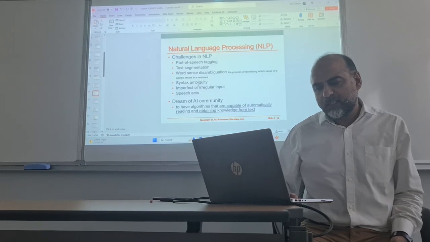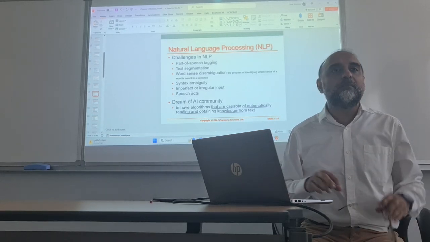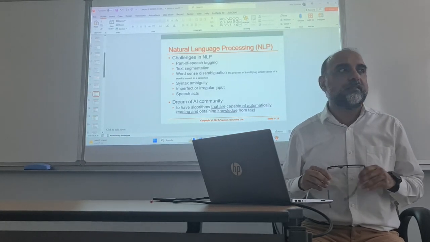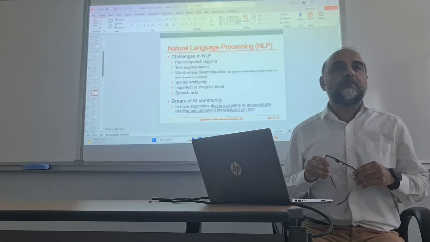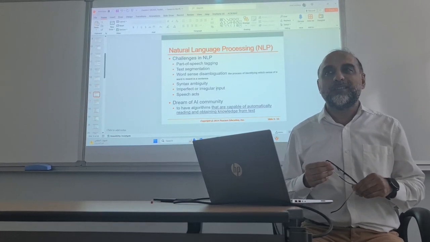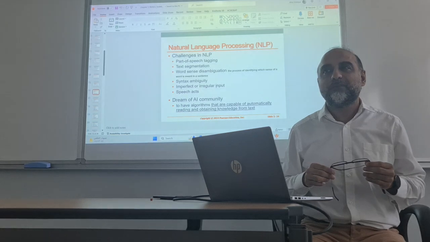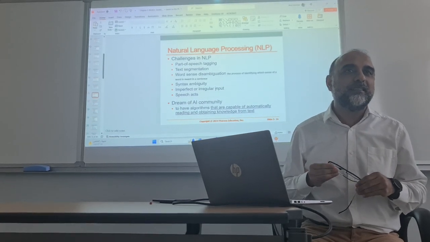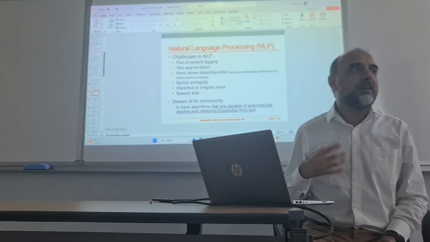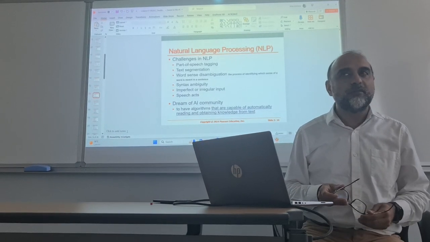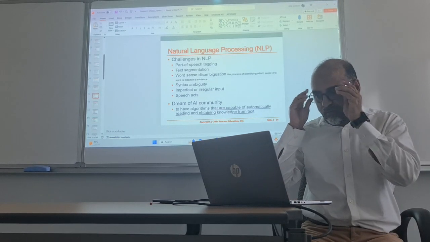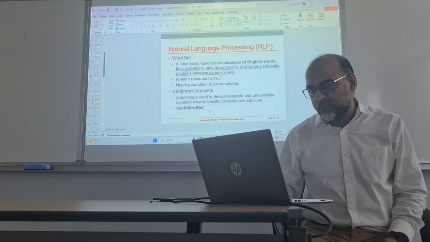Syntax ambiguity, imperfect or irregular input. This is again a big problem that natural language processing faces. How many times do you type a word in Google with the wrong spelling and Google still recognizes what you're looking for? Every day, right? So input error, irregular input, is again a challenge that natural language processing faces, and people are trying to do speech acts. The dream of the AI community is to deal with this situation.